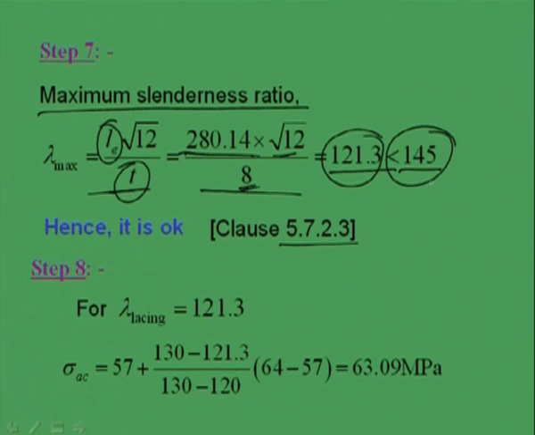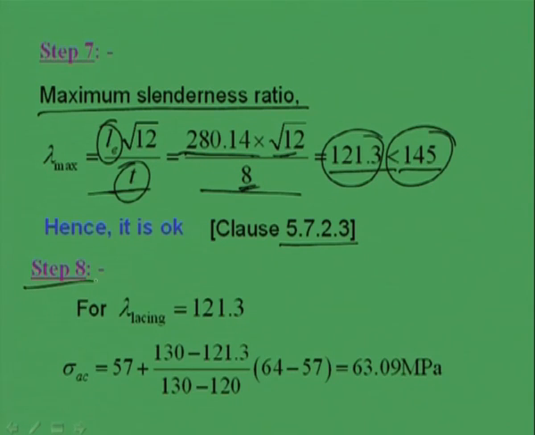So, some advantage is there for double lacing system, but more material will be required. So, we have to see what is the load, and we have to make use of material from economic point of view. Whether we will be going for double lacing system or single lacing system, we have to see what is the amount of material we are going to use for the lacing system. From that we have to decide.